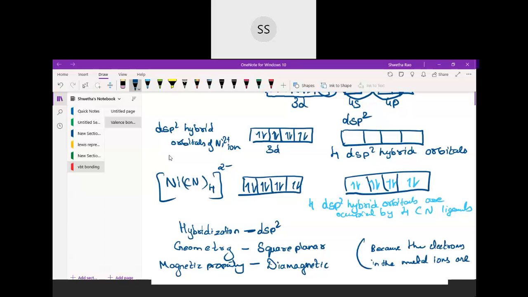Diamagnetic, you can write the reason: because the electrons in the metal are paired. Okay, and last is the type of complex. The d orbital is coming inside, so it is an inner orbital complex. Inner orbital complexes are always low spin complexes.